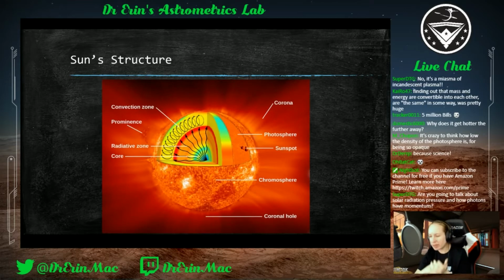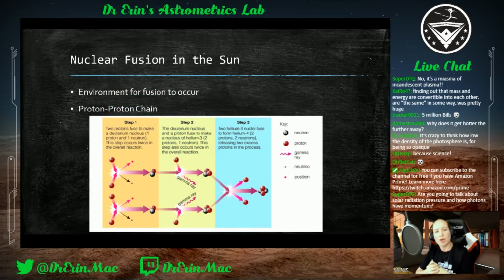Yeah, so I am going to be talking about that, Andy. Thank you. About radiation pressure. And in fact, that's what we're going to be getting into right now. So for the nuclear fusion process, you really need the correct environment for fusion to happen. And it really is just because we're at this temperature of 15 million Kelvin. It's just a super hot, dense gas.